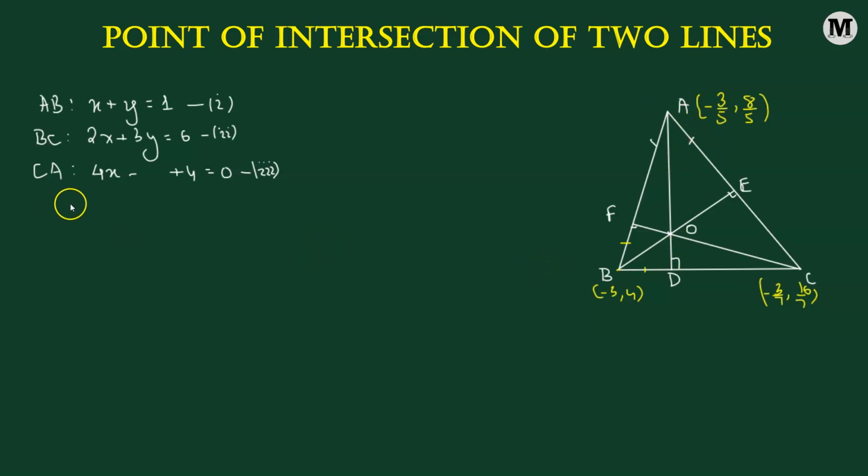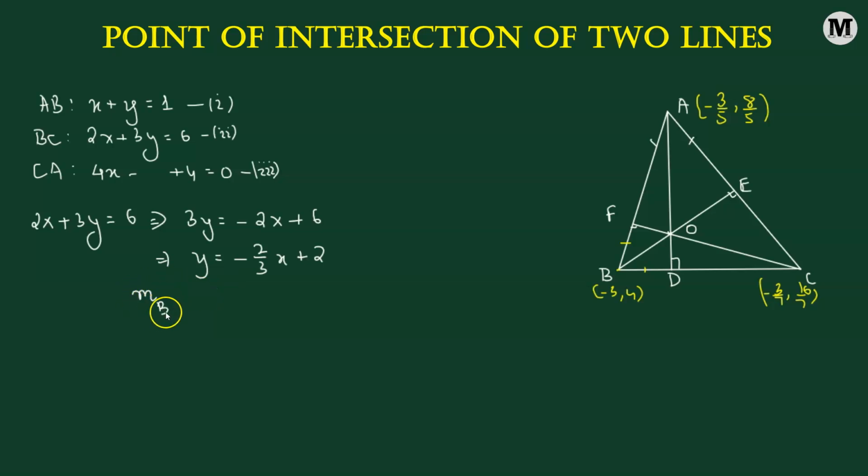Okay, so let's use the line BC. For the line BC, we have 2x plus 3y equals 6. We're going to rearrange it. So we have 3y equals negative 2x plus 6, which gives y equals, dividing each term by 3, negative 2 over 3 times x, added to 6 divided by 3, that's 2, which means that the slope of the side BC equals negative 2 over 3.